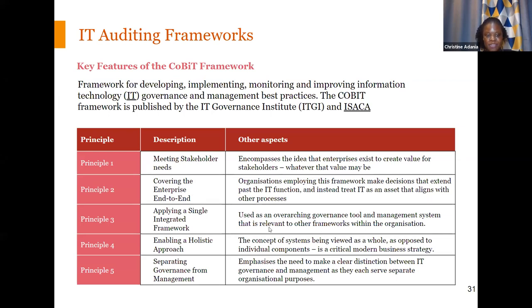And then the second principle is, does the framework get implemented in such a manner that it covers the enterprise end to end? It's not concentrated on IT alone. And then the third principle speaks to applying a single integrated framework. And then the fourth is a holistic approach, so that systems are viewed as a whole as opposed to individual components, because most times systems communicate to each other.